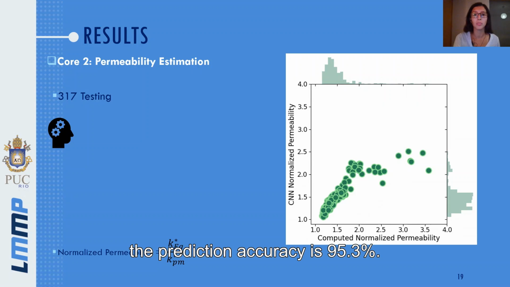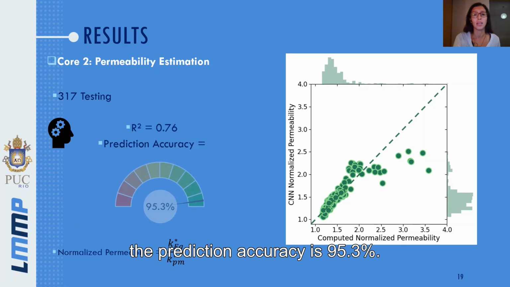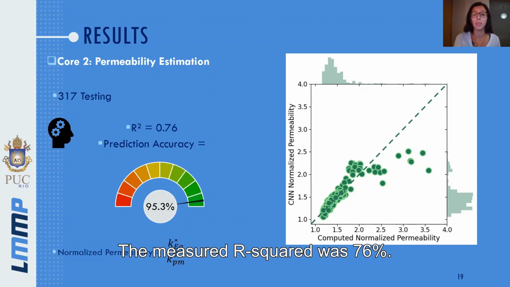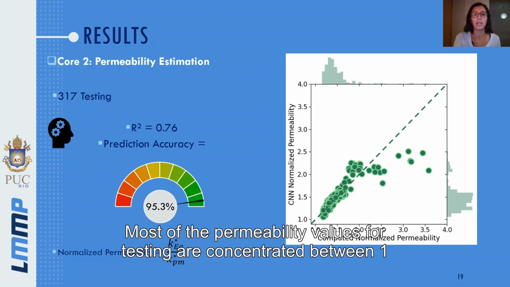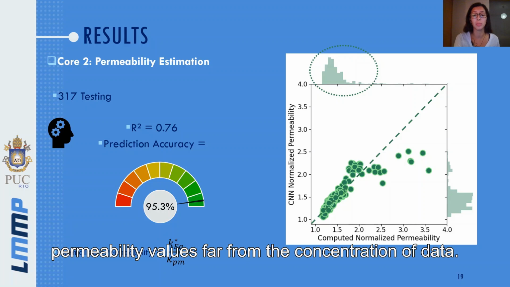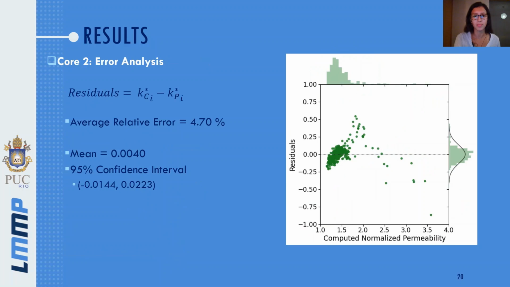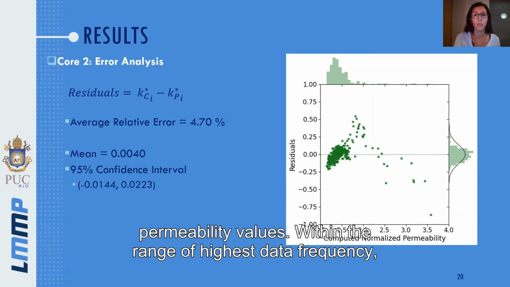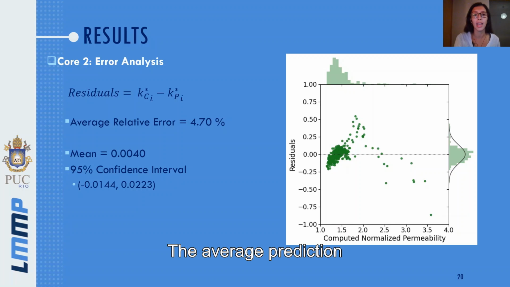For the second core, the prediction accuracy is 95.3%. The measured R-squared was 76%. Most of the permeability values for testing are concentrated between 1 and 2.5. The deviation was higher for the normalized permeability values far from the concentration of data. Once again, the deviation is worse for the highest permeability values. Within the range of highest data frequency, the residual was low. The average prediction deviation is 4.7%.